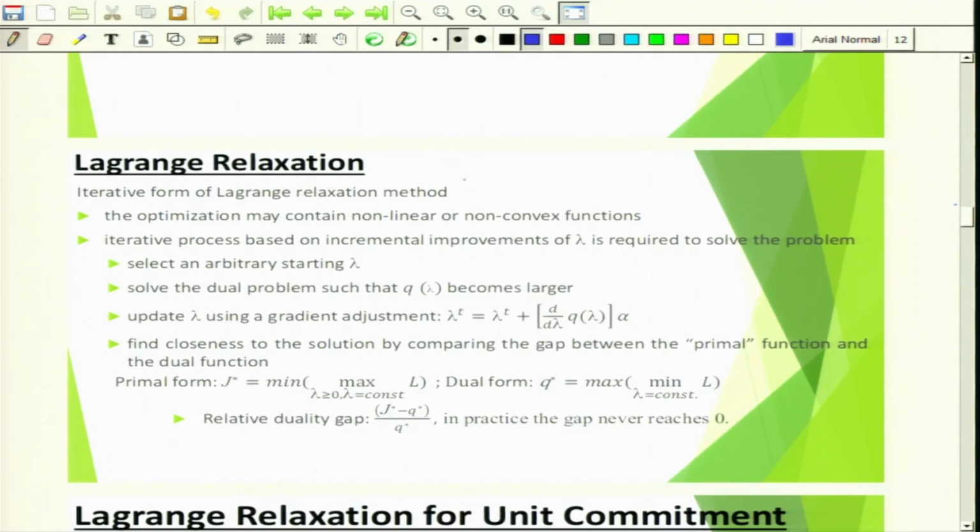Now the iterative form of the Lagrangian relaxation method. The optimization may contain non-linear or non-convex functions, right. The iterative process based on incremental improvements of lambda is required to solve the problem. Select an arbitrary starting lambda, then solve the dual problem such that q of lambda becomes larger. We are following the same approach. Then update lambda using a gradient adjustment: lambda t is equal to the previous lambda plus d by d lambda of q lambda times the acceleration factor alpha.